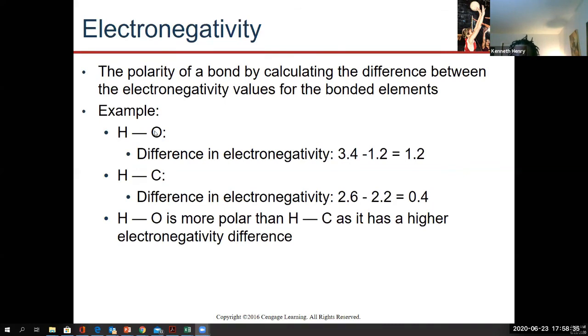So hydrogen and oxygen. Is that going to be polar or non-polar? Polar. What about carbon and hydrogen? Still polar. Carbon and hydrogen, polar? Are you sure?